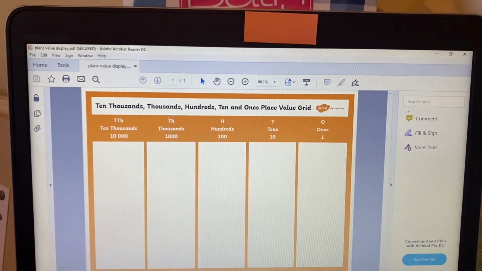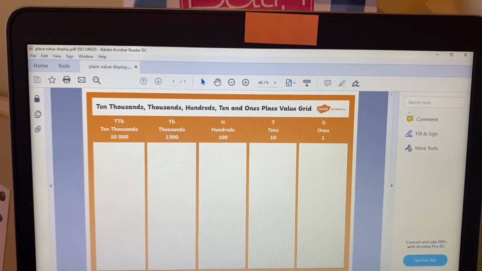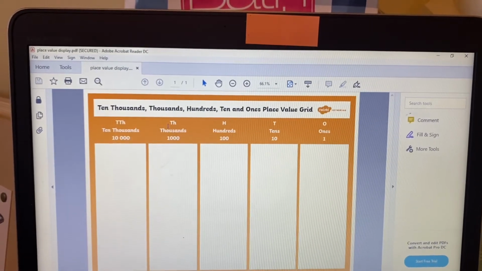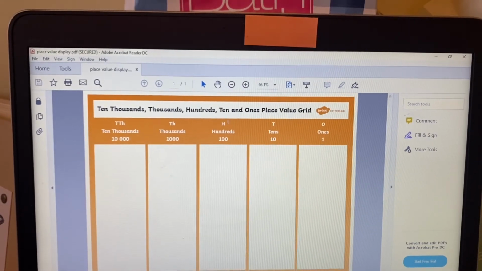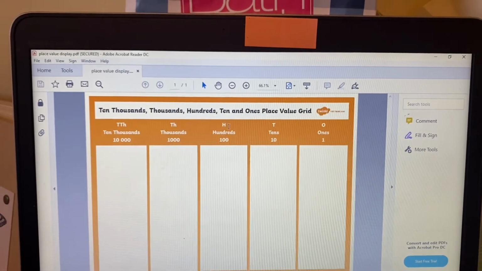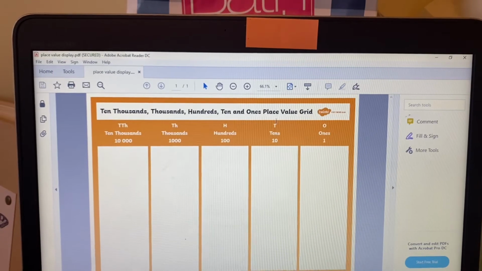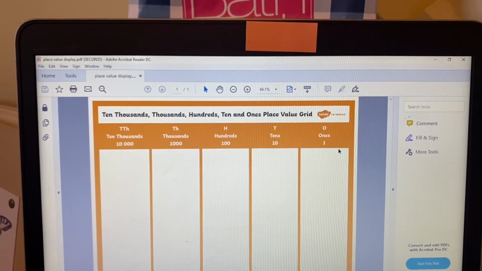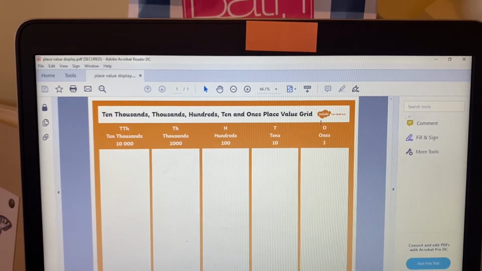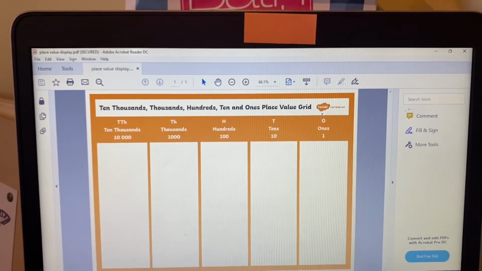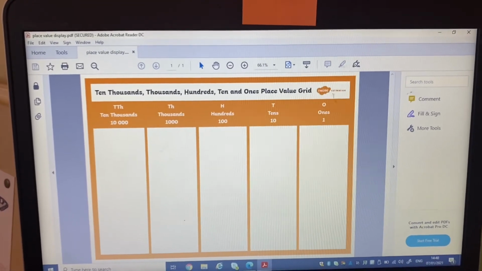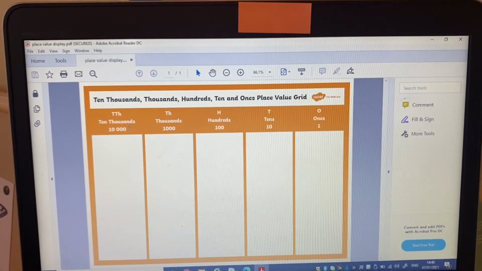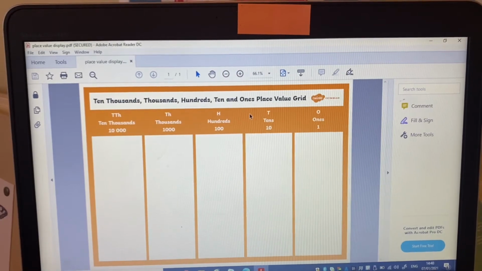Thousands, again, TH, and the number followed by 3 digits would be a thousands number. Hundreds, written as a H. Tens, written as a T. And here it's discussed as ones. We would also refer to these as units, but it really is the same thing. This is just an example of a place value display board. So we have 10,000s, thousands, hundreds, tens, and ones.